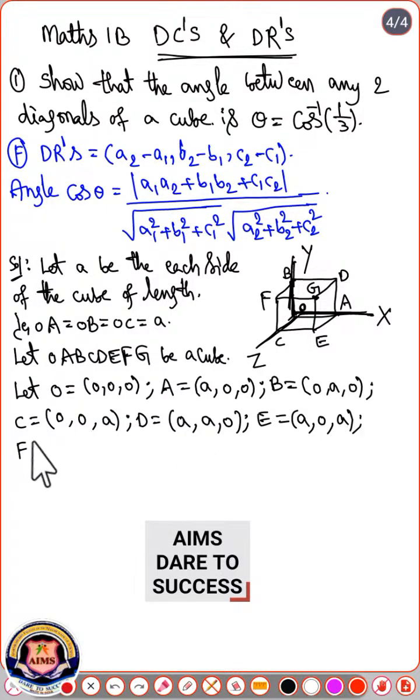After that, where is F? Middle of B and C, so add B and C. 0 plus 0 is 0, a plus 0 is a, 0 plus a is a. Later, G: for G you take all equal to a. Okay, my dears, if you write all these values, you will get 2 marks: one for the diagram, one for all these values.